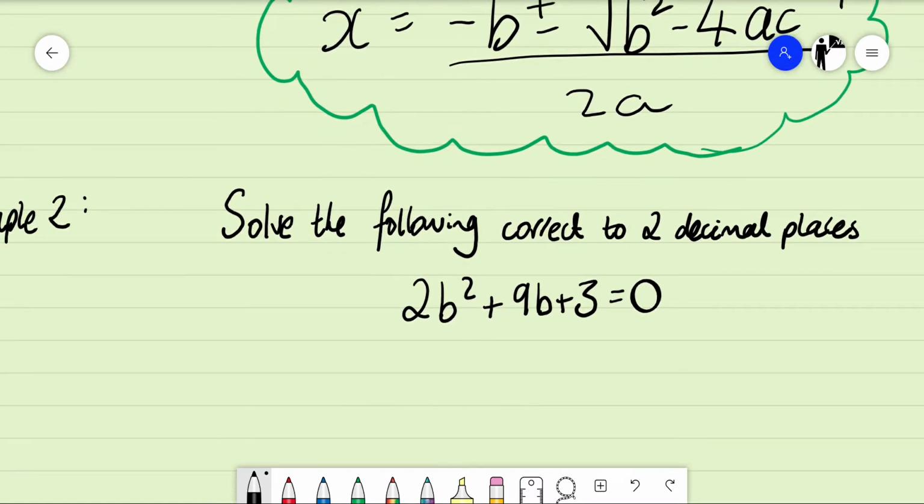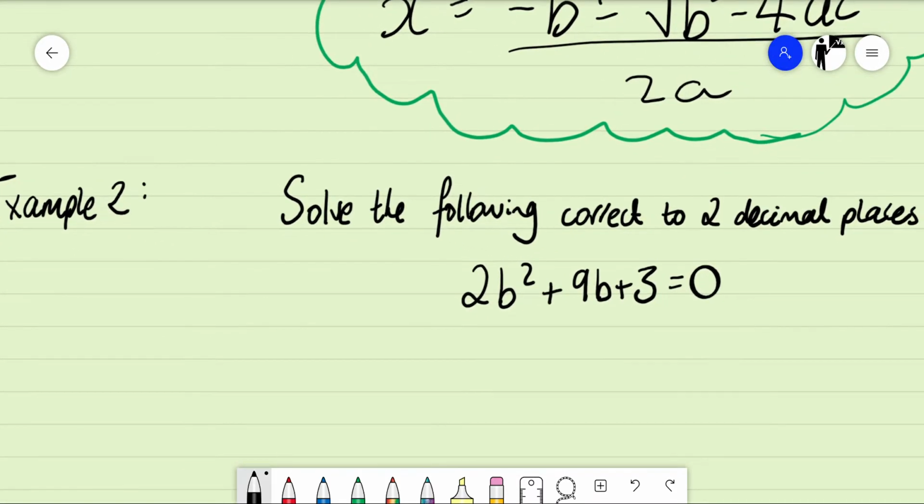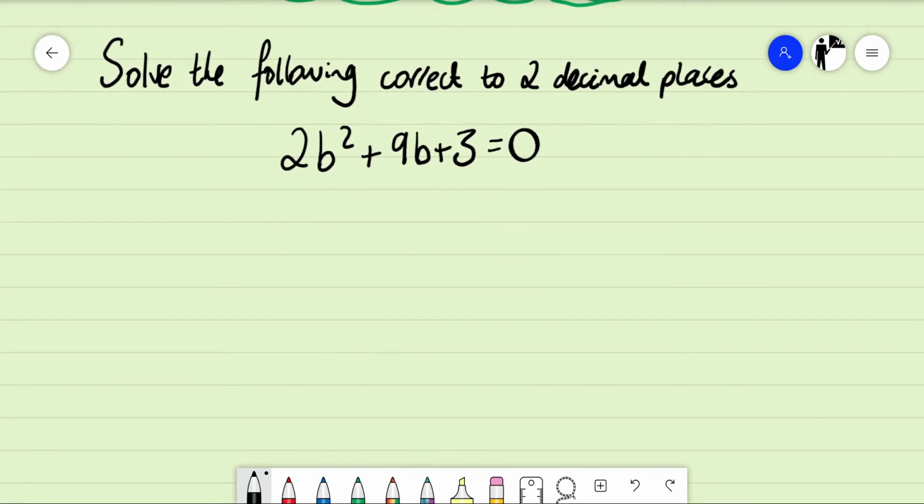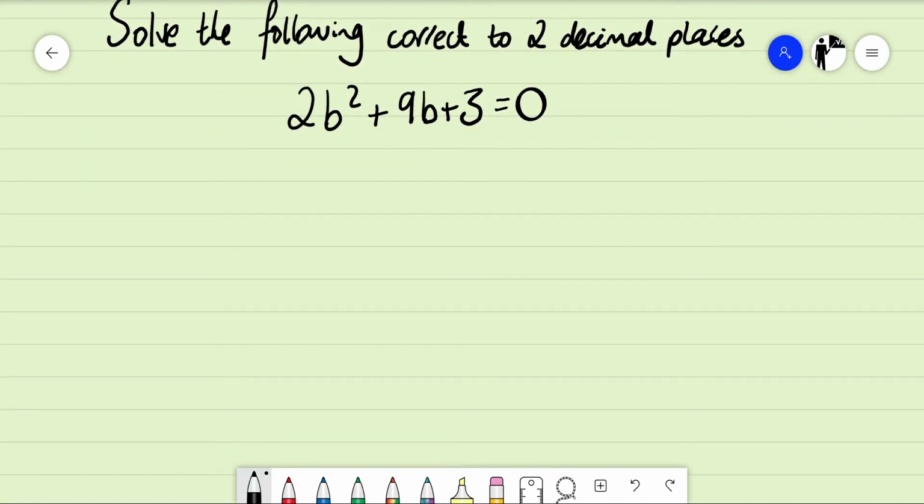Okay, so can I ask you please to copy down example 2. Solve the following correct to two decimal places: 2b squared plus 9b plus 3. Okay, so we're going to solve this. We know to use a quadratic formula because it says solve and it gives us some rounding. Okay, so that's a clue.